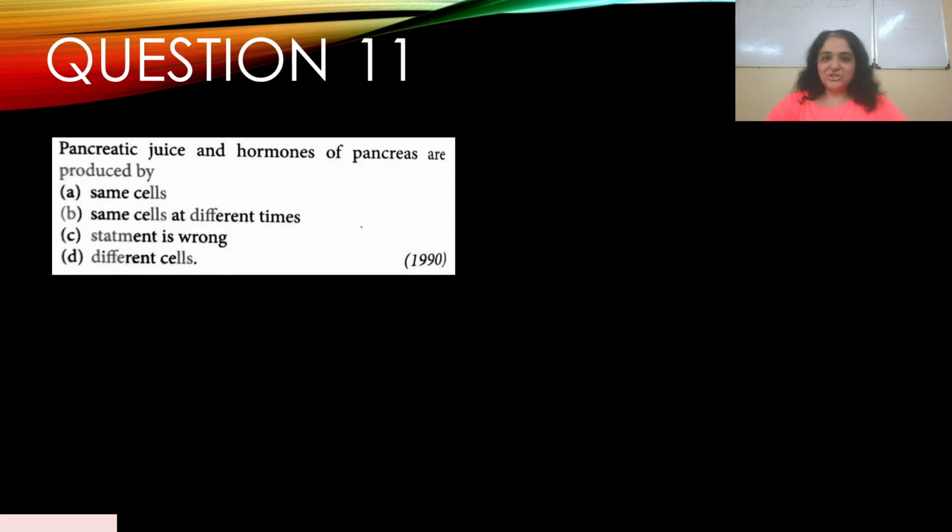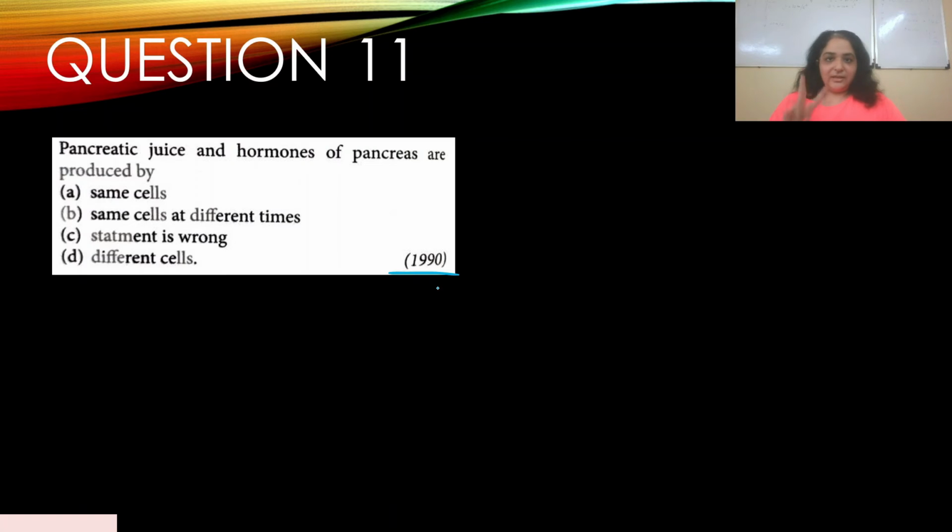Okay, so question number 11. Pancreatic juice and hormones of pancreas are produced by, and this appeared in 1990. You have A, same cells, B, same cells at different times, C, statement is wrong, D, different cells. Okay, so pancreatic juice and hormones, there is pancreatic juice that is secreted. There are hormones also that are secreted from the pancreas.